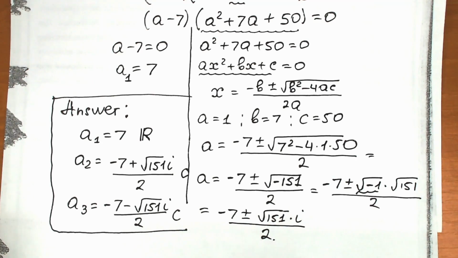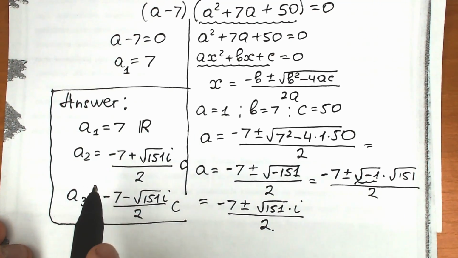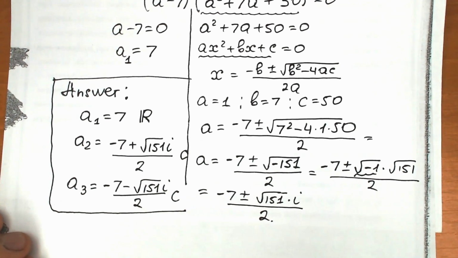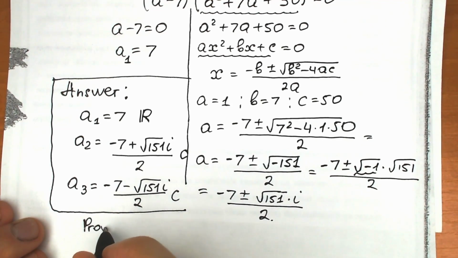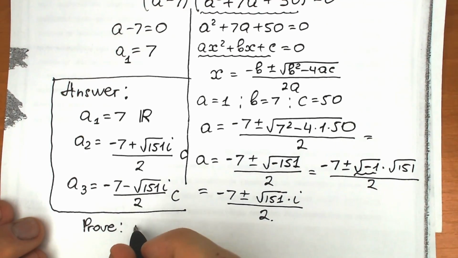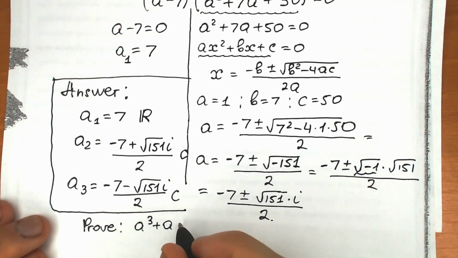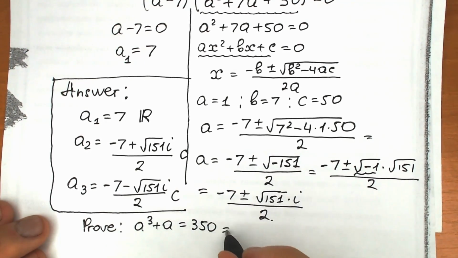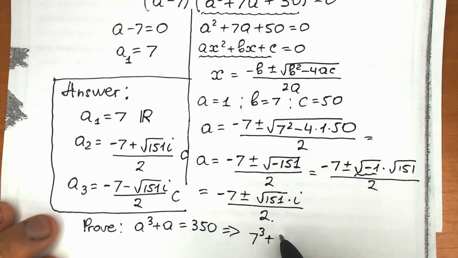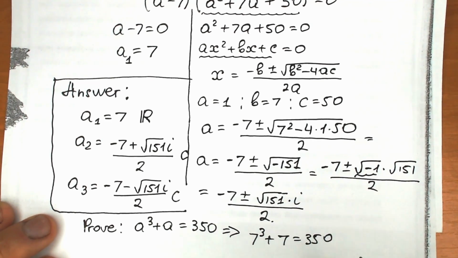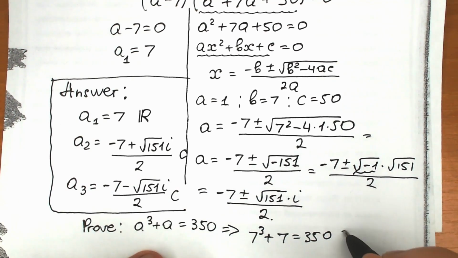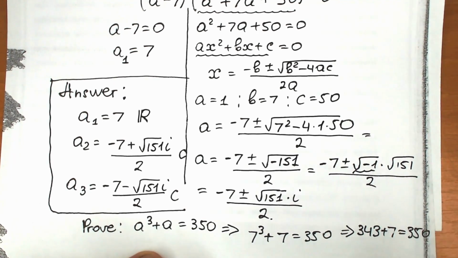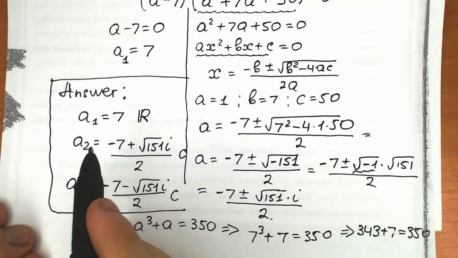And let's check it real quick. Let's check, for example, our real number root 7, because it's really hard to check our complex roots. What do we have in the beginning? We have a cube plus a equal to 350. If a equal to 7, so what do we have? 7 cubed plus 7 equal to 350, which is a correct expression, because this is equal to 343 plus 7, which is equal to 350. So this is a correct root for us among the real number roots.